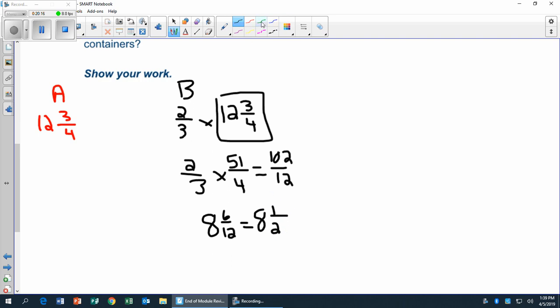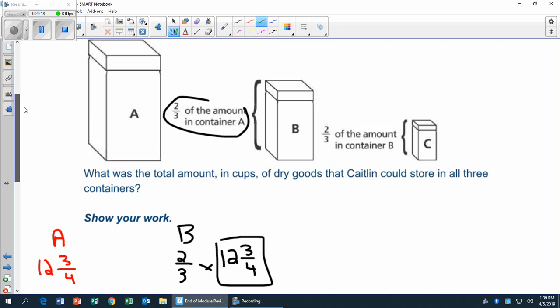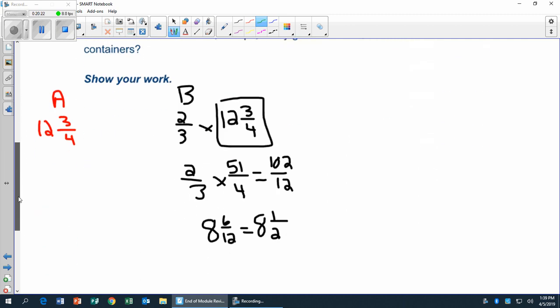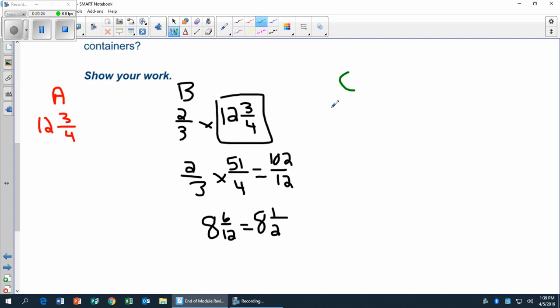So now we're going to try to find C. So we go back up here and we see that C is 2/3 the amount of B. So we go back here to C and we have 2/3 of 8 1/2. But we saw back here it was already turned into an improper fraction for us. So we can just use that improper fraction and not have to do the conversions again. So we're going to make this 102/12. And when we multiply that out, we get 204/36.